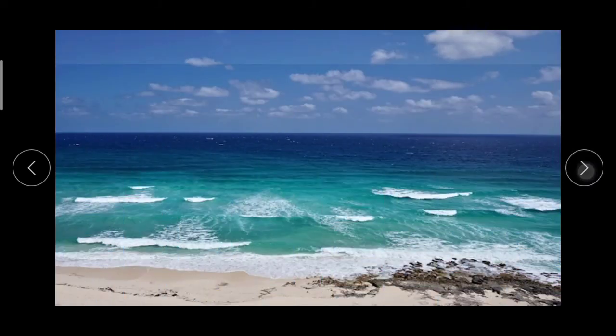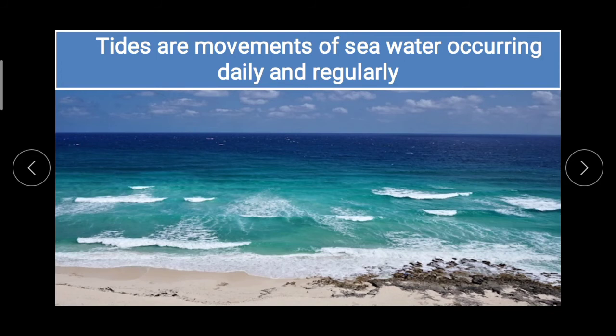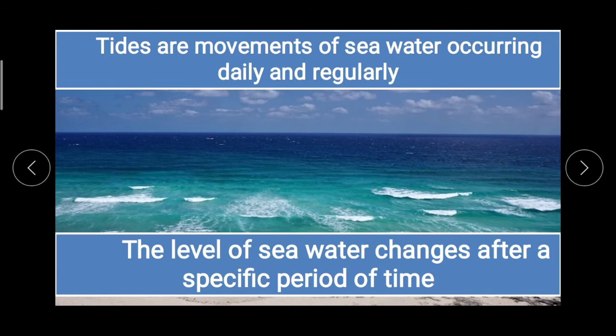It means that there is a change in the place of water, and it is because of the movements of sea water, and these movements in the sea water are called tides. In other words, we can say tides are movements of sea water occurring daily and regularly. The level of sea water changes after a specific period of time.